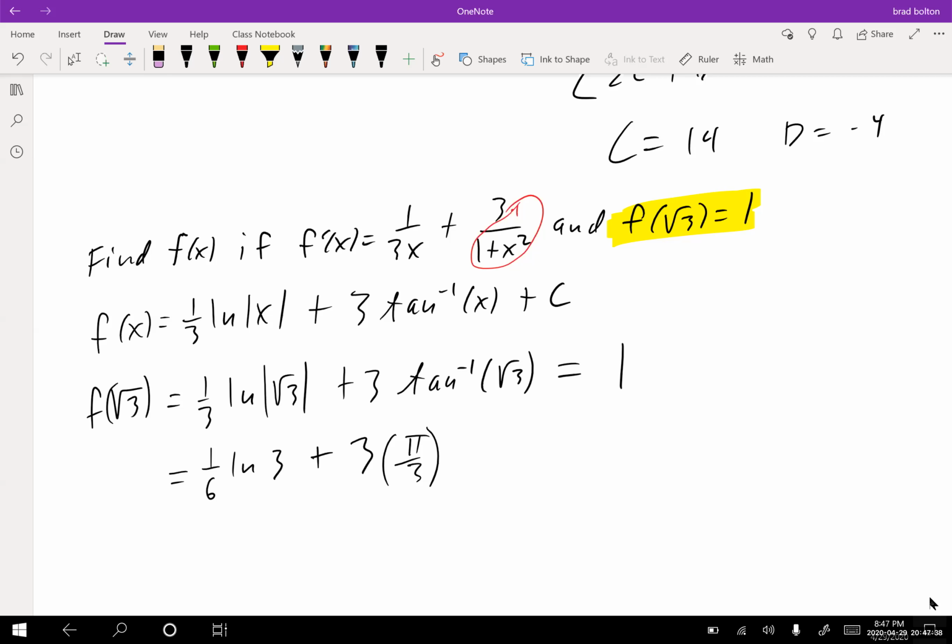Oops, where's my plus c? I forgot it right here. Plus c. Sorry about that, you guys. I forgot that. I wrote it above, but not below. So then plus c equals 1.